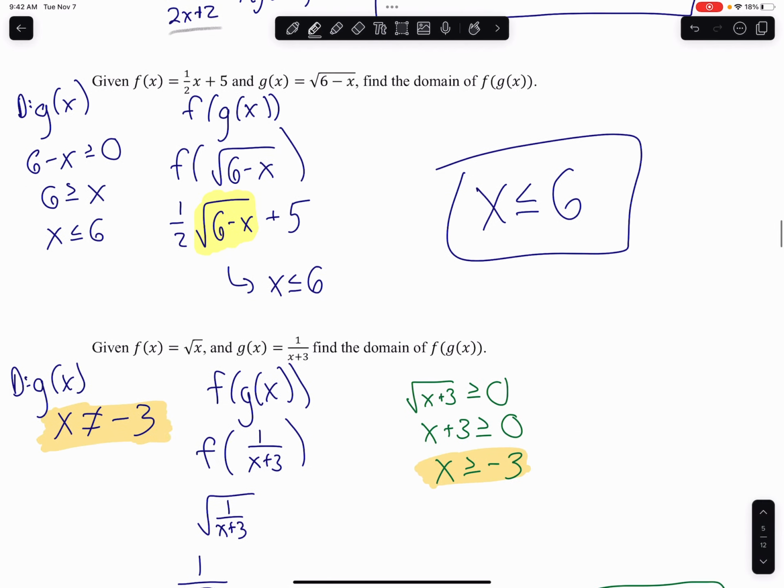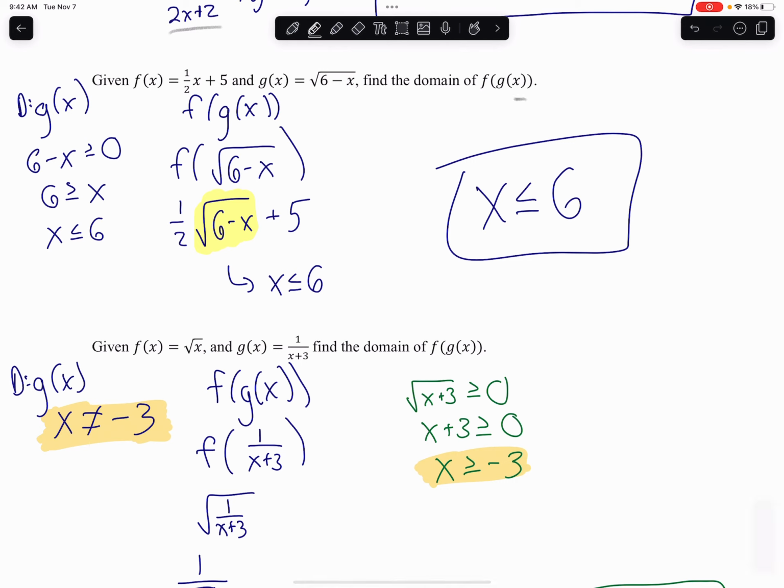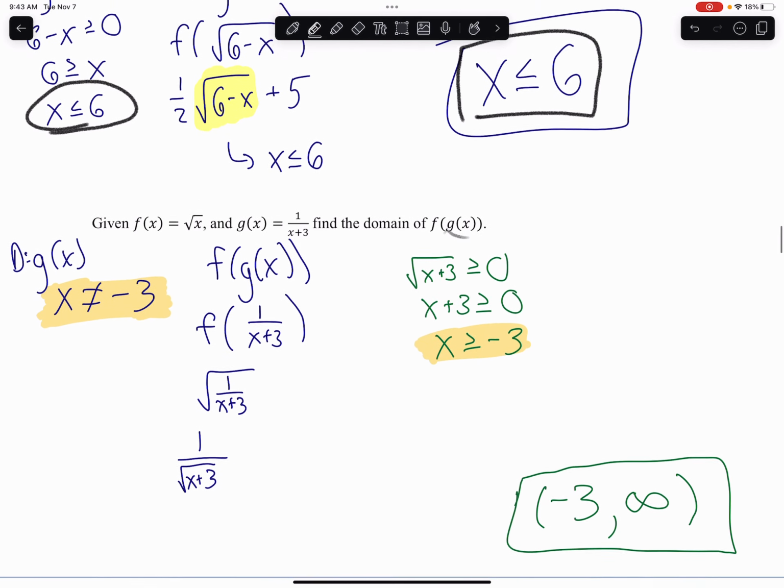The next 2, though, I believe, yep, our input function, what we're plugging in to f of x, which is g of x, is restricting our domain a little bit. So here, x has to be less than or equal to 6. But it also factors in when you do f of g of x. So you end up getting the same thing. So our domain is just x has to be less than or equal to 6. But for the third one, this might be where it plays in the most.